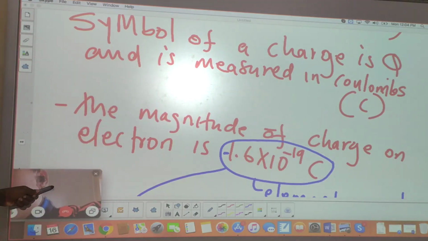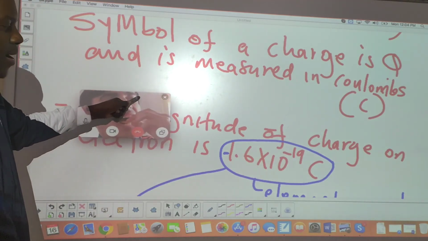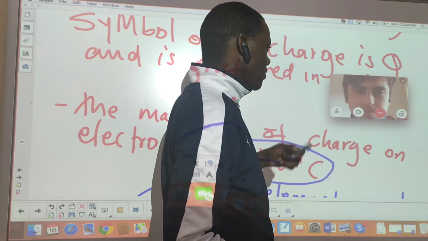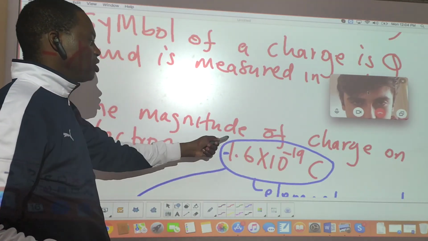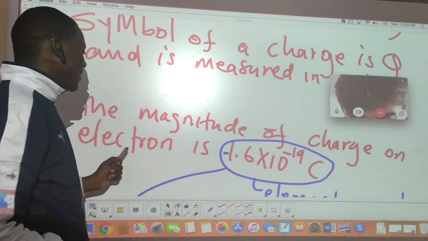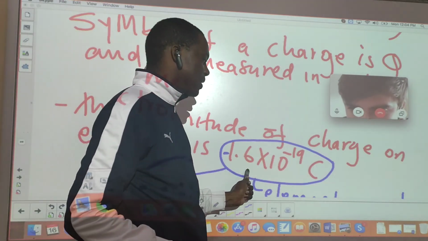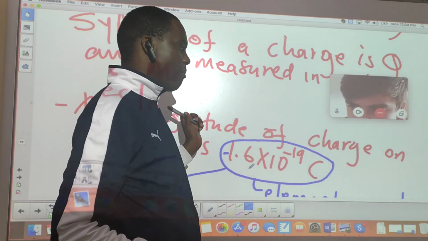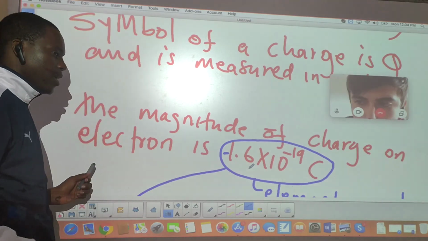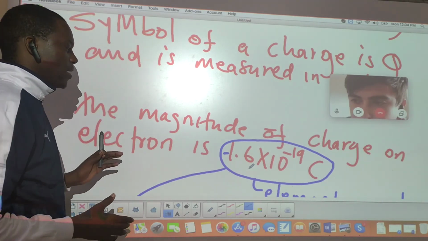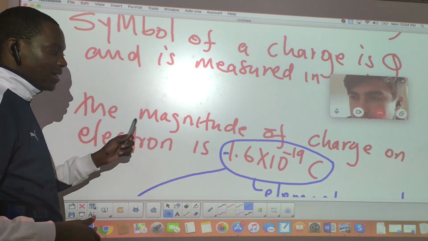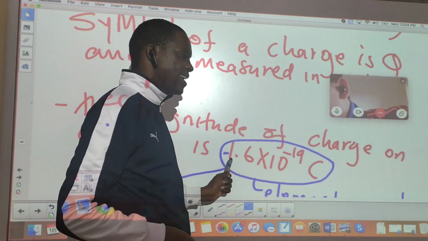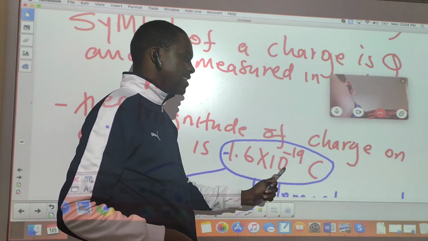Now, the magnitude, very importantly, and I know you know this, but please bear in mind that we are always using the constants now and then. Right? Now, the magnitude of the charge on an electron is negative 1.6 times 10 to the power of minus 19 coulomb. It's the very same thing with the proton.